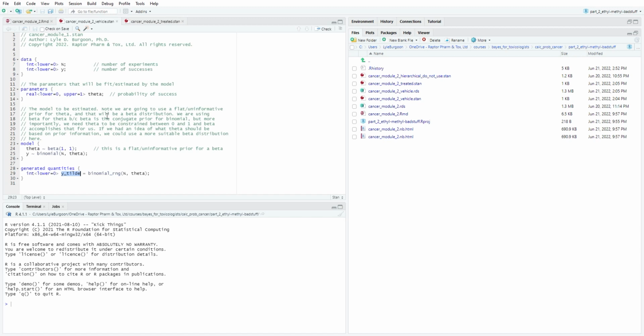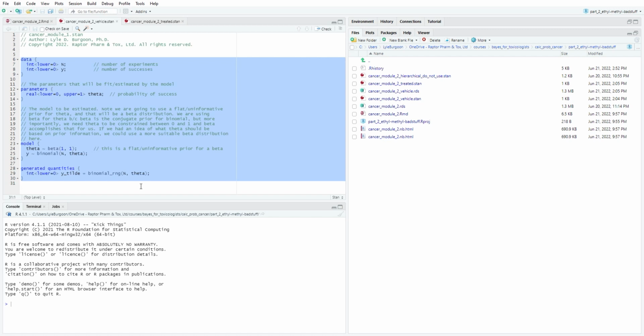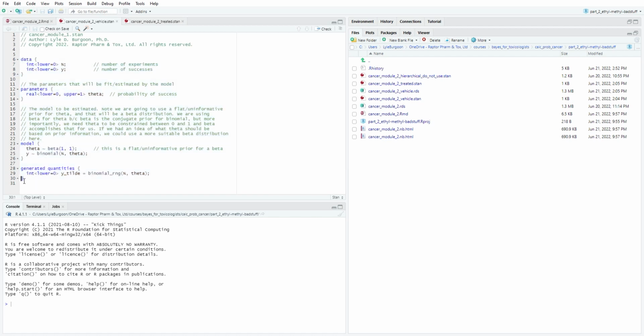So what I'm showing here is the Stan file for the vehicle. It looks a lot like the vehicle from the previous lesson, except I just added the generated quantities. For the treated, it's the same. And the reason why it's the same is because we don't really have any new or better information to allow us to create a better prior. So we're still using this flat uninformative prior, beta 1,1. So this is identical to vehicle.